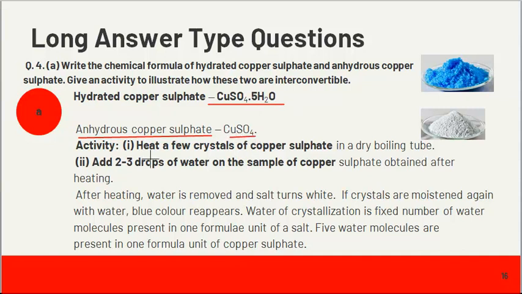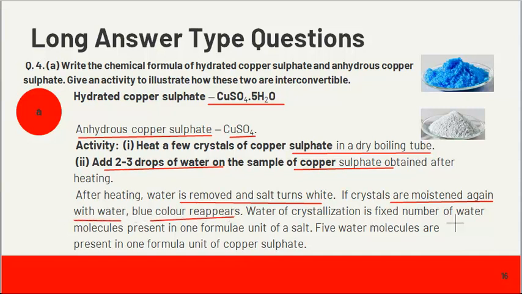So activity is heat a few crystals of copper sulfate in dry boiling tube. Then add 2 or 3 drops of water on a sample of copper sulfate obtained after heating. After heating, water is removed and salt turns white. If crystals are moistened again with water, blue color reappears. Water of crystallization is fixed number of water molecules present in one formula unit of a salt. 5 water molecules are present in one formula unit of copper sulfate.